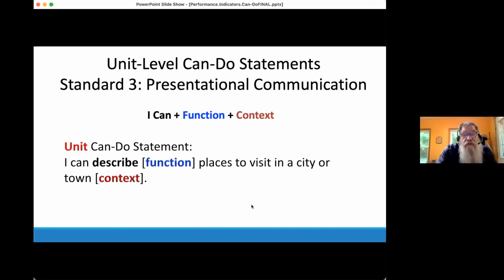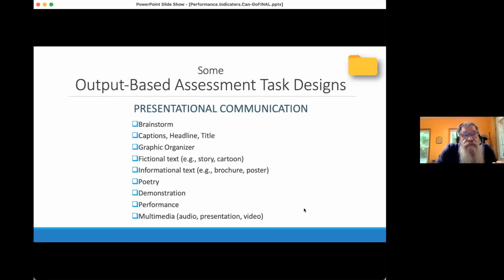So what ways can we evidence this performance of this proficiency goal, this proficiency target? All of these things that we've done in the past, student products by which they can evidence their learning: captioning, headlining, good sentence level activity, graphic organizers, producing fictional text, producing an informational text, producing a poem, demonstrations, performance, all of these presentational ways that students can evidence their presentational mode skills.